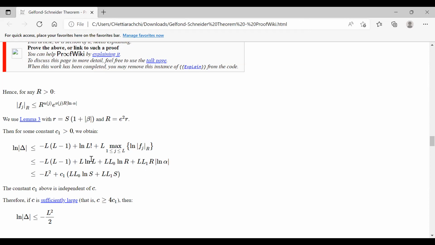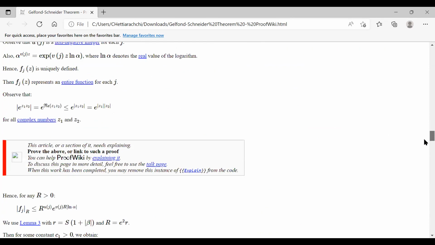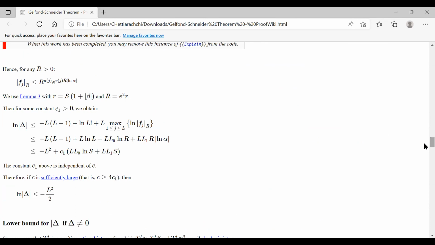What you can do is write this as less than some constant C1 times L0 ln S plus L1 S. This constant is arbitrary. We choose it big enough so that the inequality will hold. The most important thing here is that this C2 is independent of C, the value C. So we choose C right here. This is how we choose C, and our C was ln ln S. That's our C, and this value C2 is independent of C. That's very important, the independence.